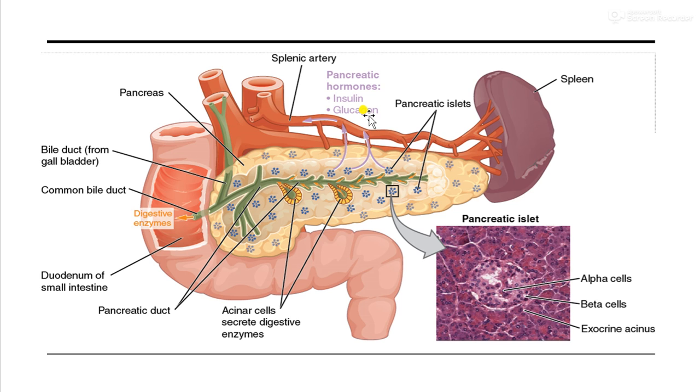When the blood glucose level is high, what happens at that time? This beta cell secretes insulin. This insulin hormone, for what purpose? To decrease the glucose in the blood. Then the third type of cell, that is the delta cell, which is also present in the islets of Langerhans, secretes somatostatin, which decreases the release of insulin and glucagon.